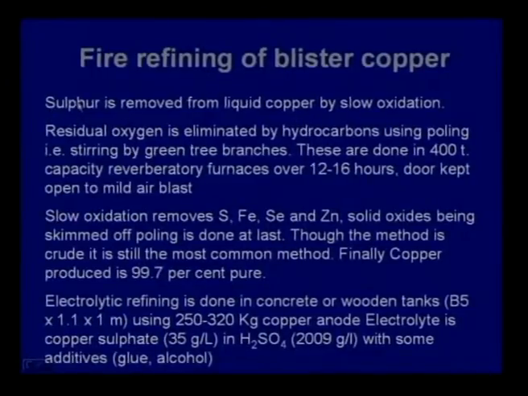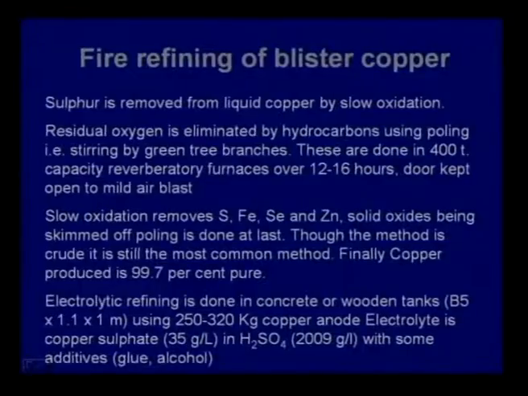One is, first of all, there is some sulphur. The sulphur can be removed from the liquid copper by slow oxidation. If we have the copper pool, the blister copper in the molten state, and it is slowly oxidized, then all the sulphur will be removed as SO2. Some copper might get oxidized also, and in the process some oxygen may go into the copper.